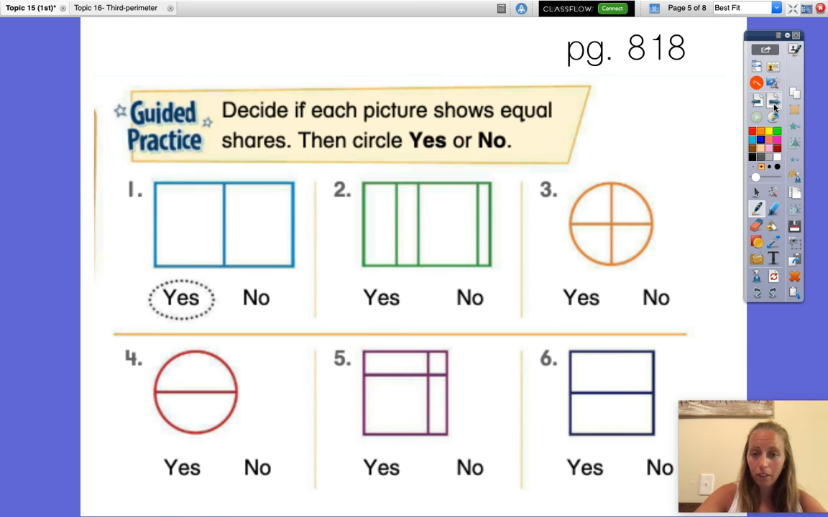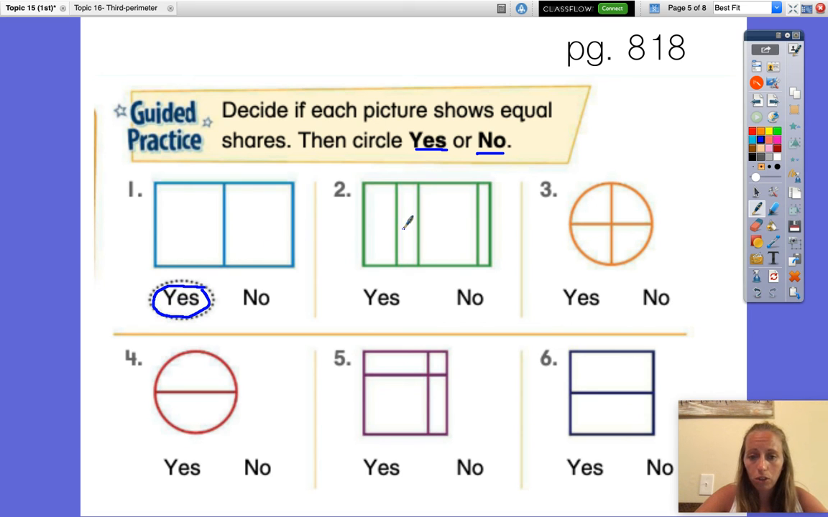All right. Now let's turn to page 818 and do a few of the guided practice problems together, and then you will try the rest on your own. So it says, decide if each picture shows equal shares, then circle yes or no. So yes meaning they're equal shares, or no meaning they're not equal. So this one's done for us, but let's look at it. The blue shape is a rectangle, and they divide it into 1, 2 equal shares, right? Those parts are both the same size, so they circled yes. So we can trace that.